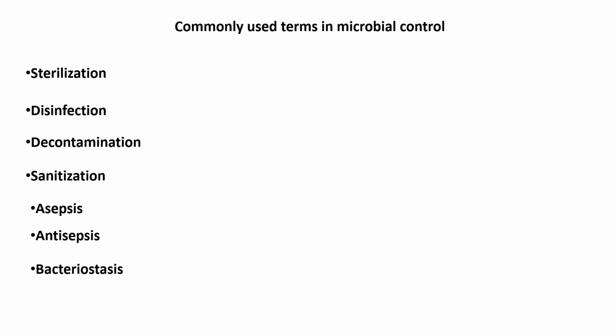Bacteriostasis is a condition where multiplication of the bacteria is inhibited without actually killing them. Bactericidal is that chemical that can kill or inactivate bacteria. Such chemicals may be called variously depending on the spectrum of activity such as bactericidal, virucidal, fungicidal, microbicidal, etc.